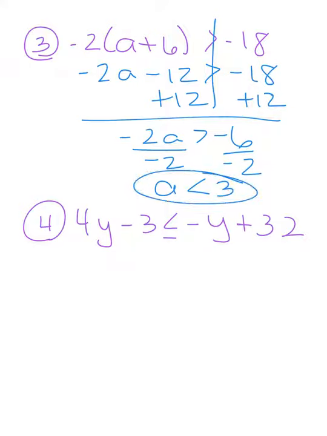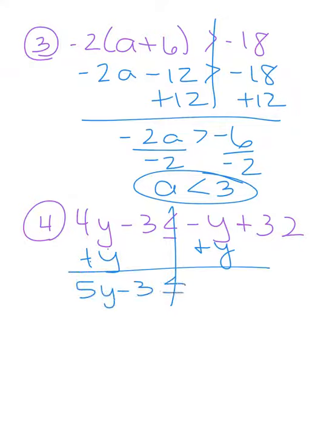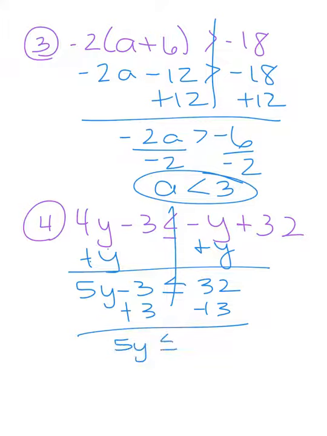In number 4, I have 4y minus 3 is less than or equal to negative y plus 32. There's my wall. First thing I want to do is I want my y's on the same side. So I'm going to add y to both sides. And I have 5y minus 3 is less than or equal to 32. My next step is to add 3 to both sides. So I have 5y is less than or equal to 35. Because I have 5 times y, I'm going to do the opposite operation, which is divide. And so I have y is less than or equal to 7.